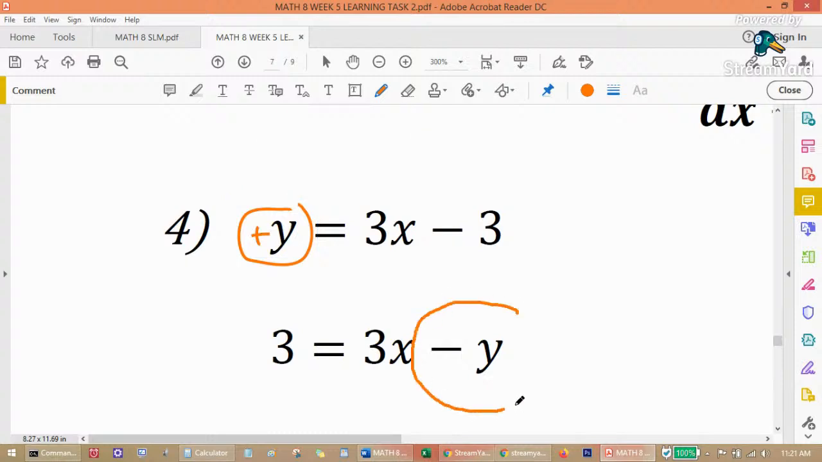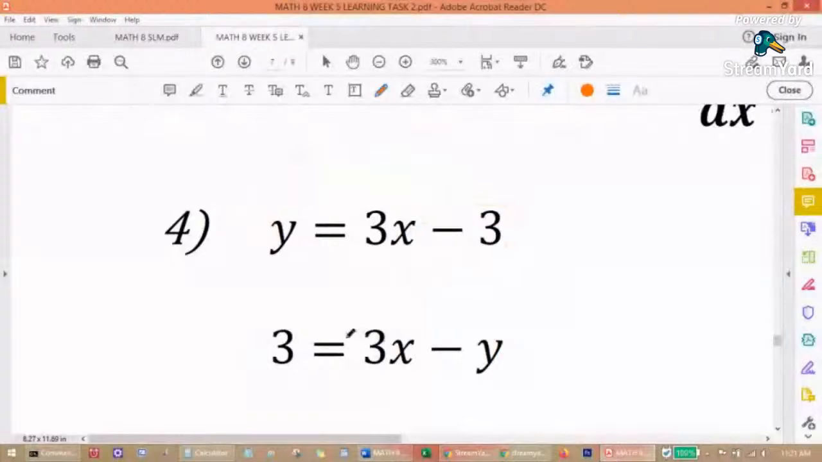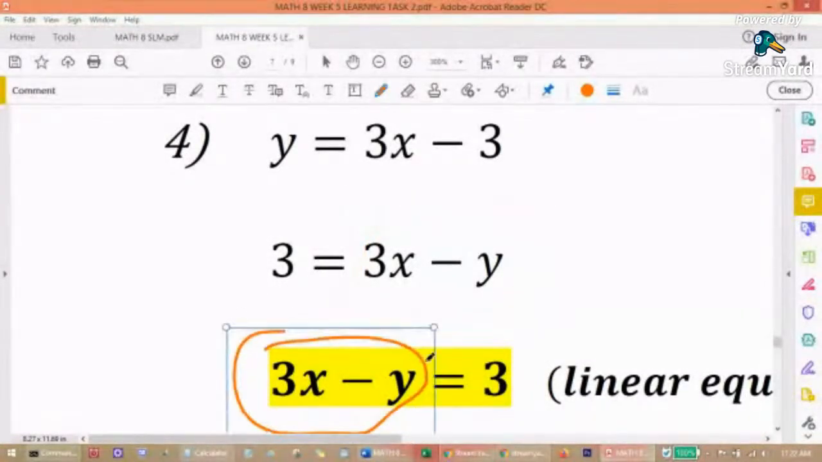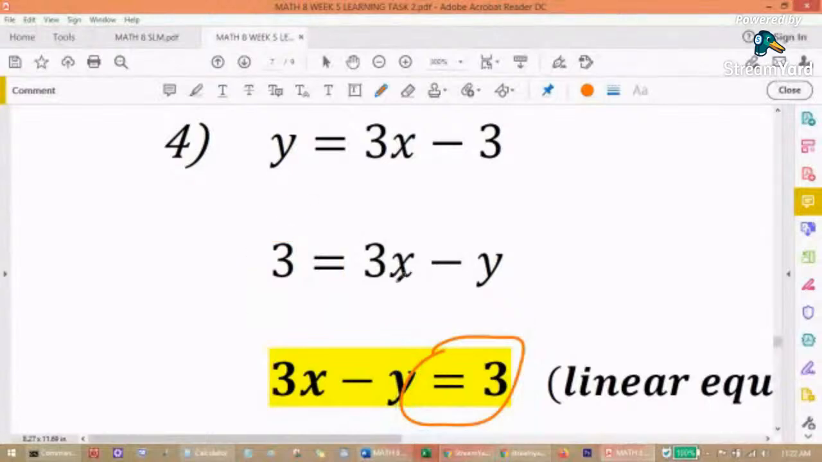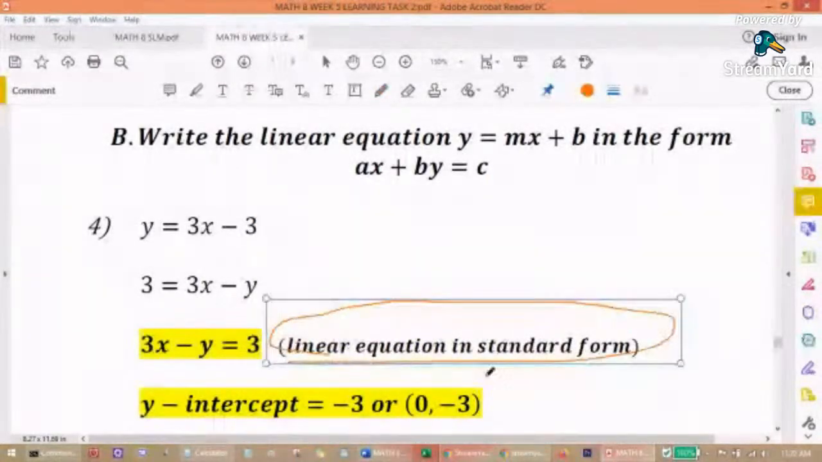magiging negative y. Ito namang negative 3, kailangan nakahiwalay sa x and y. Transpose natin sa left side. So yung negative magiging positive. So since 3x minus y is equal to 3, so pwede nating i-rewrite yan as 3x minus y is equal to 3. Okay? The linear equation in standard form.